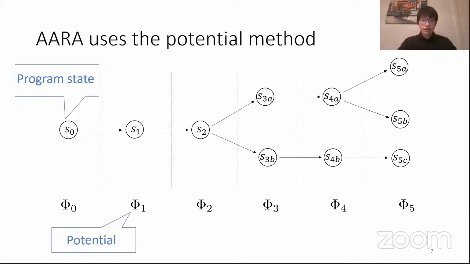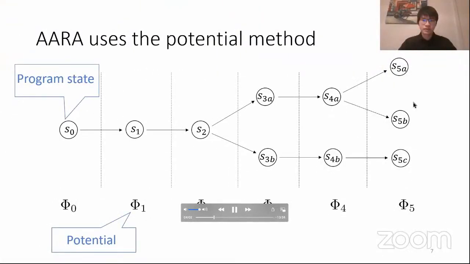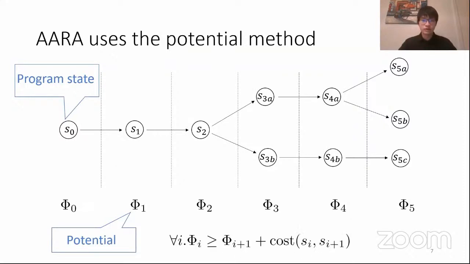The key idea behind ARA is a potential method for amortized analysis. To give a high-level overview, consider a program expressed as a transition system. On the slide, each s is a program state. To each s, we assign a non-negative number phi, which is called potential. Suppose that we assign these phi's in such a way that for each phi, it is larger than or equal to the next phi plus the cost for the state transition. If this condition holds for each phi, then we can conclude that the initial phi, namely phi 0, is a worst-case upper bound on the total cost.